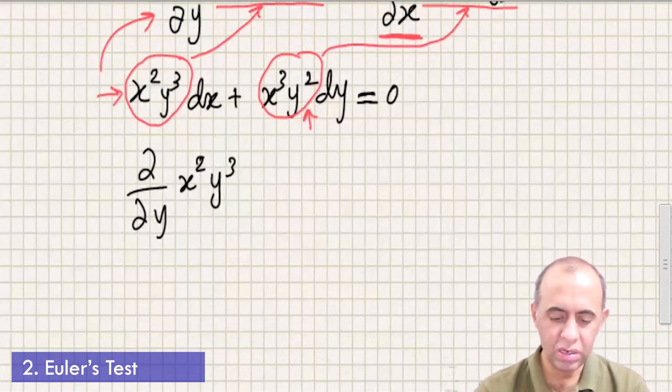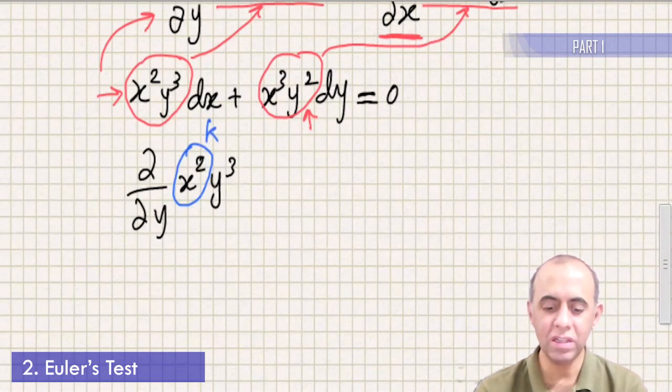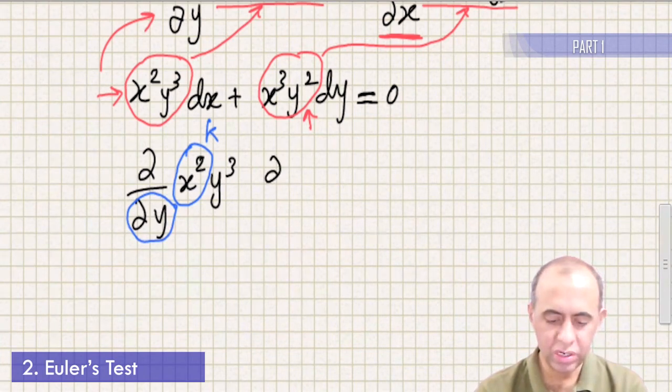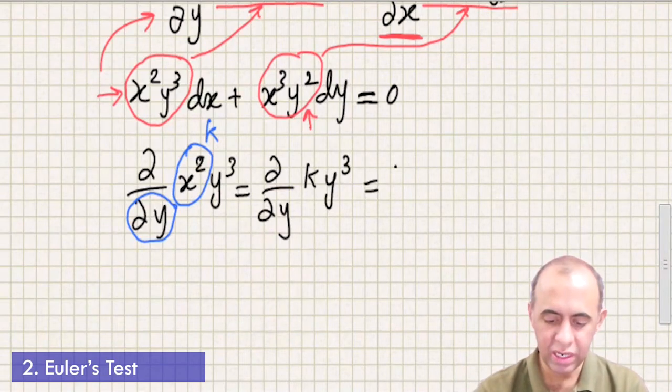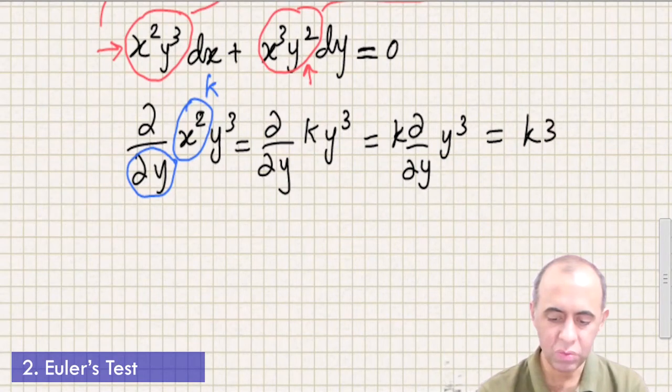So for the sake of explanation, let me just call x² a k, just to emphasize that in this particular differentiation, a partial differentiation with respect to y, every other variable is just a constant. So I'm going to write ∂/∂y of k y³. When you take the derivative of a variable times a constant, the constant comes out of the product. So we write k ∂/∂y of y³. So the answer becomes k times 3 times y², right?